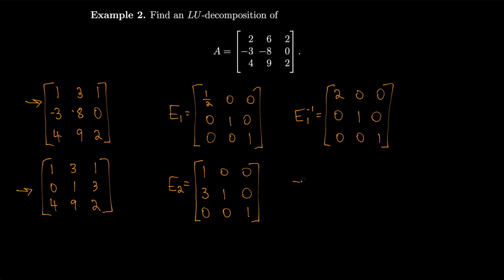Okay, so that means that the inverse of adding 3 would be subtracting 3. So I have 1, 0, 0, minus 3, 1, 0. And you can either multiply this by E2 to convince yourself it's the inverse, or you could take the inverse of E2 and come up with this. In any case, let's keep going.